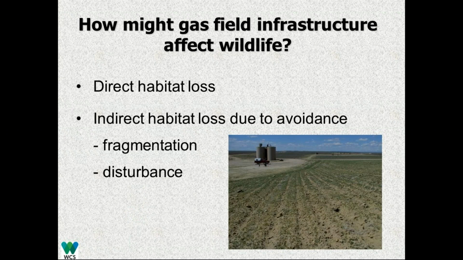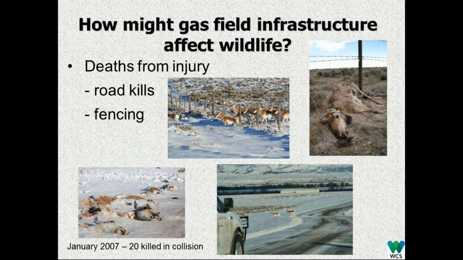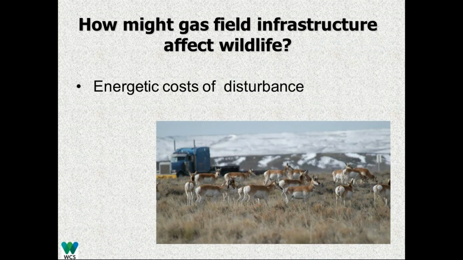Now, gas field infrastructure can affect wildlife through direct habitat loss at well pads and roads, but it can also lead to indirect habitat loss due to behavioral avoidance. If noise or human activities on roads or well pads permeates out into what would otherwise be suitable habitat, then you could actually have a larger impact from the human footprint than just the physical structures themselves. And of course, infrastructure can lead to deaths from injuries from things like roadkills or fencing. In the lower left here, you'll see an example. In January 2007, we had 20 pronghorn killed in a single collision with a single gas truck in the Jonah field. So it can be fairly substantial impacts at times.